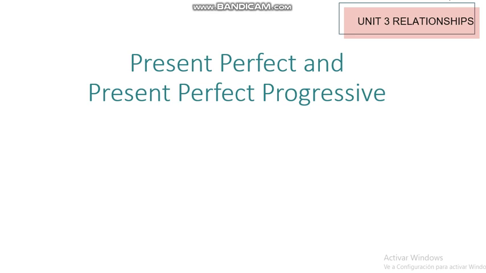As in the first one, I told you that in the next one we were going to continue with the grammar of the unit. In this case, the grammar related to relationships in Unit 3. It is present perfect and present perfect progressive. We are going to see the difference between these two grammar tenses, okay?